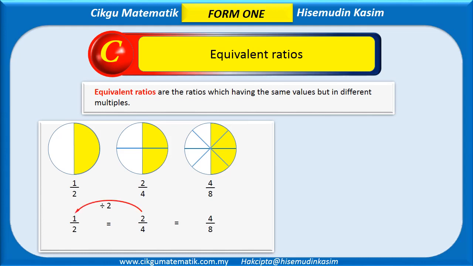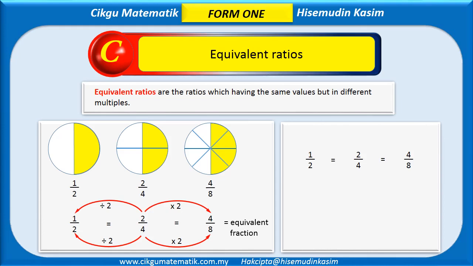2 divided by 2 equals 1. 4 divided by 2 equals 2. 2 times 2 equals 4. 4 times 2 equals 8. This is called equivalent fractions.